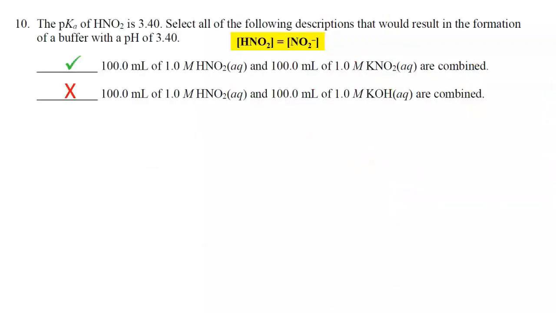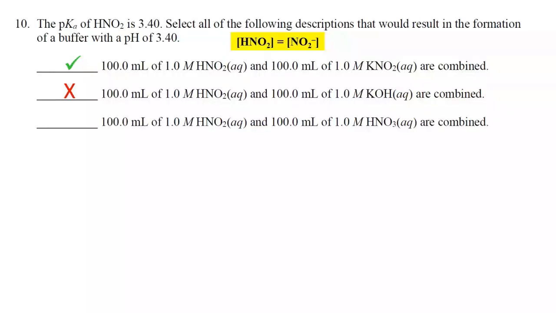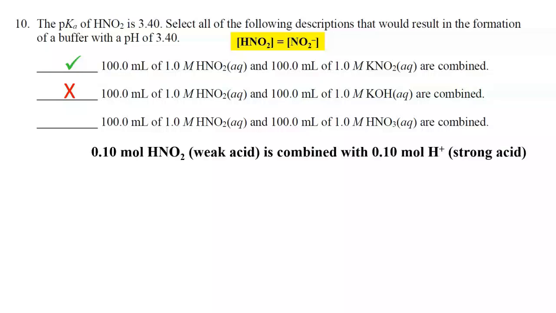So that would not result in that appropriate buffer solution. In our next description, we're combining 100 milliliters of 1 molar HNO2, or nitrous acid, with 100 milliliters of 1 molar HNO3. That's nitric acid, which is one of the 6 strong acids. So you're not going to make a good buffer solution by combining a weak acid with a strong acid. So that would not result in the buffer that we're looking for.